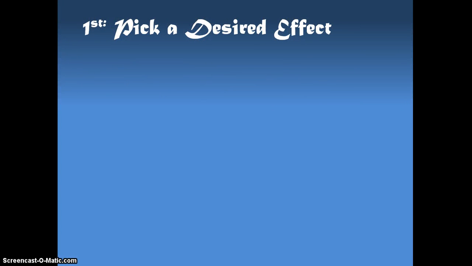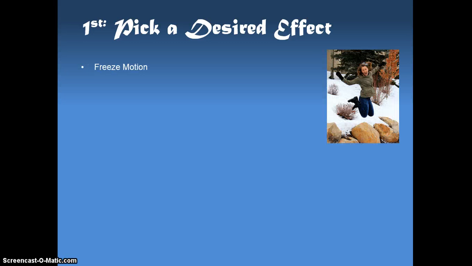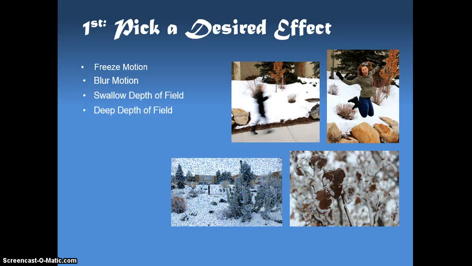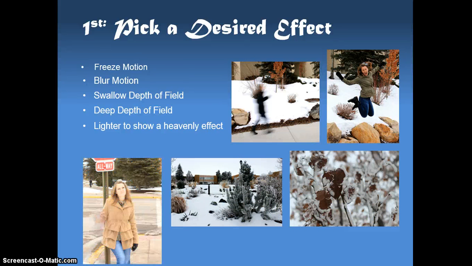For step 1, pick a desired effect. You can have freeze motion, blurred motion, shallow depth of field, deep depth of field, a lighter effect, or a darker effect. Second, adjust your settings.